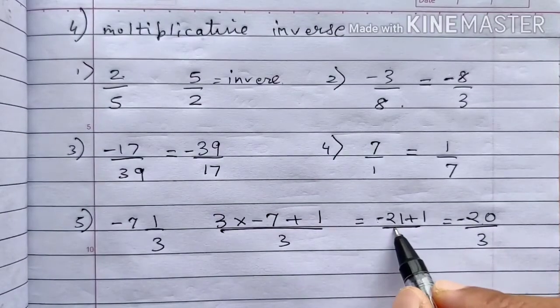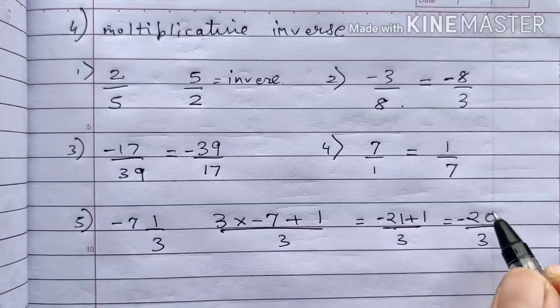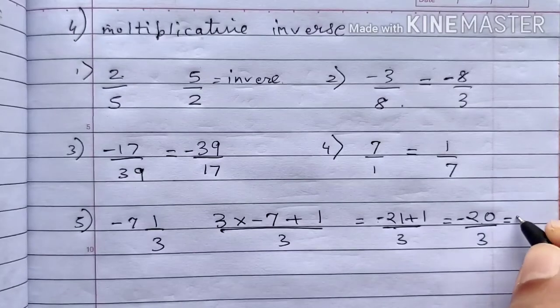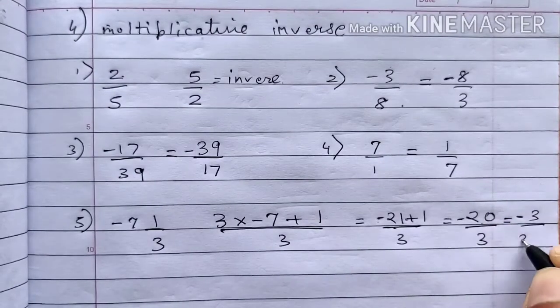Sign of the greater number is minus. Okay, so minus 20 upon 3. And what is going to be the inverse of this? Just reverse the numerator and denominator. So you get minus 3 upon 20.